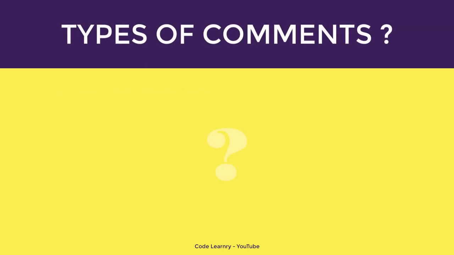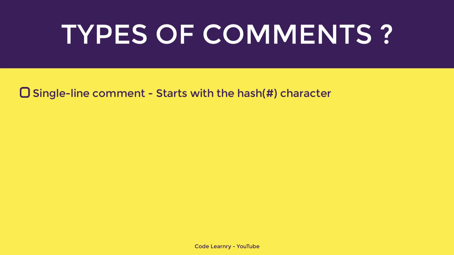So now let's talk about the types of comments that we can write in Python. Now in Python, there are two ways to comment your code. The first is a single line comment. A single line comment is used to indicate or explain what a piece of code does in just one line. A single line comment can be created by beginning a line of code with the hash character.